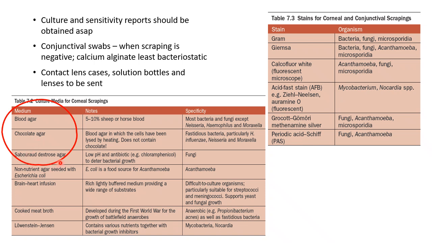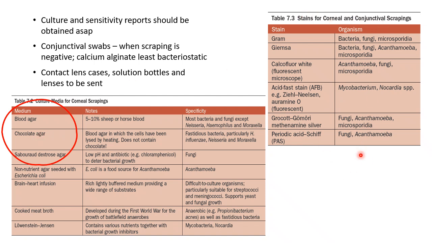Then Sabouraud dextrose agar is for fungi. Then there are a number of other media. See, the brain heart infusion broth is mentioned over here, right? LJ medium is for mycobacteria, nocardia. Cooked meat is for anaerobes. At least try to remember the first three. These are the basic culture media in which the scraping is sent first.